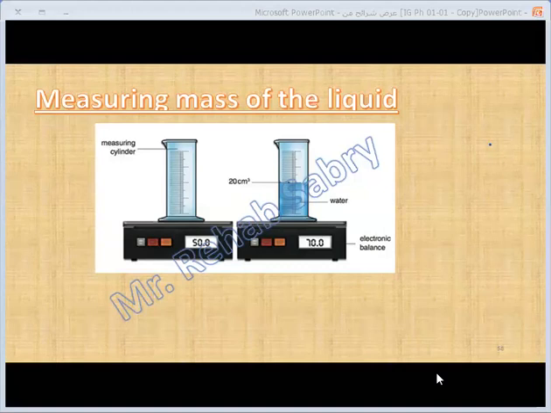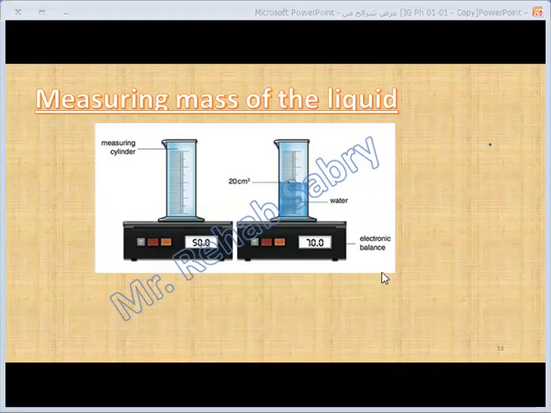Yes. Right? But it depends on the gravity. Correct. In fact, by the way, the balance doesn't measure the mass, it measures the weight. But it's standardized. We adjust the scale of the balance to measure the mass directly. Okay? Is it clear? Yes, it's clear.